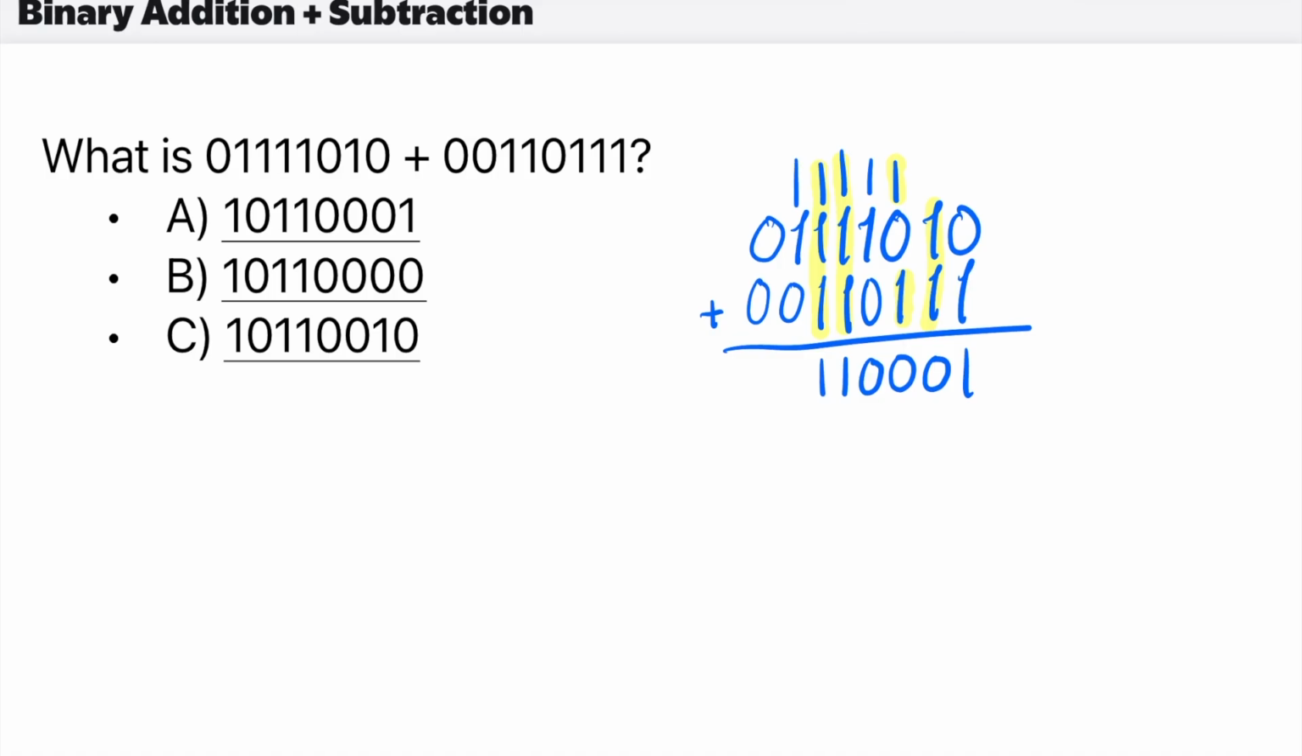And then right here, we are dealing with something more familiar, which is 1 plus 1, which is 2, and plus 0, still 2. But we're going to write down 0 and then carry the 1 over. 1 plus 0 plus 0 equals 1. So there is our answer right here. Let's see what we have. That would be A in our question that we have here. So that was binary addition. It's pretty straightforward and easy.